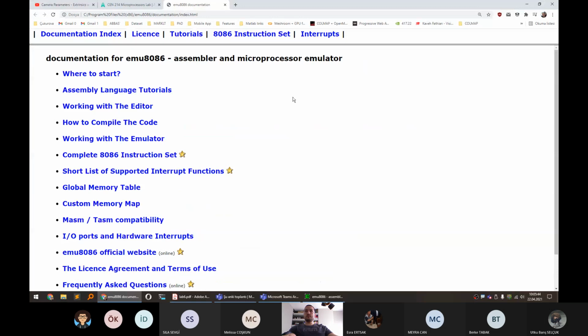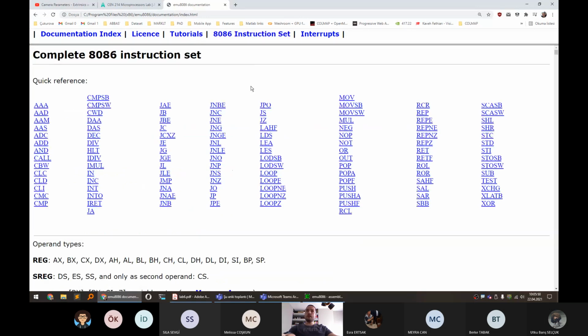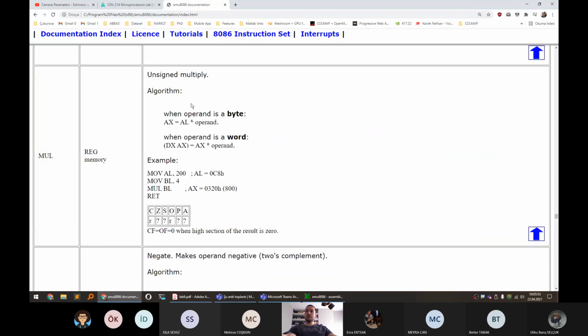When we see a new instruction, remember we open the help, look for the instruction set, and open the new instruction manual. Multiplication only has one parameter, which can be a register or memory. This is unsigned multiplication. The algorithm is simple, but it depends on the parameter size. For example, if the parameter is byte, the algorithm is this. If the parameter is word, the algorithm is this.